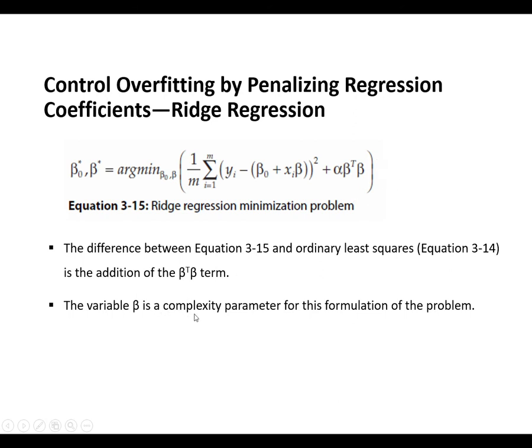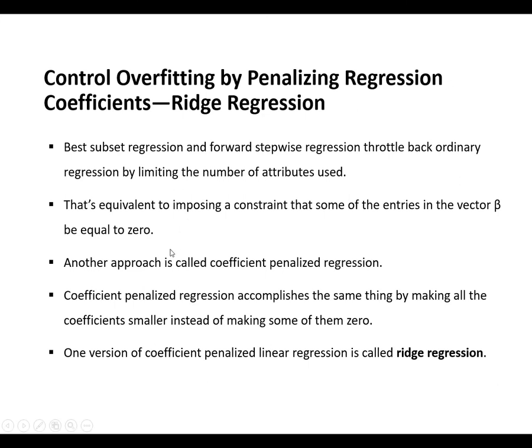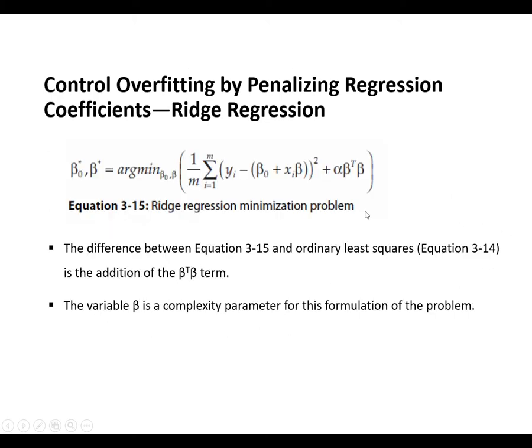The variable alpha is the complexity parameter for this formulation of the problem. That is what we were trying to think: we don't make beta equal to 0, but we try to minimize them. It accomplishes the same thing by making all the coefficients smaller instead of making them 0. So instead of making beta 0, we are trying to minimize it, and that is why this plus alpha beta transpose into beta will come up.